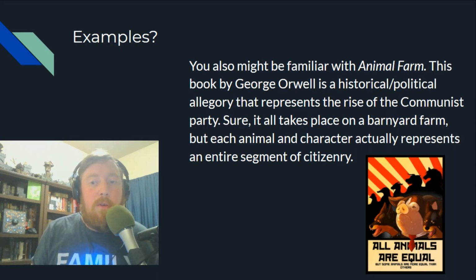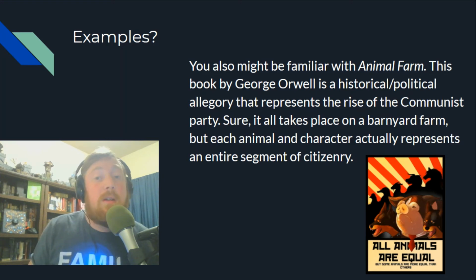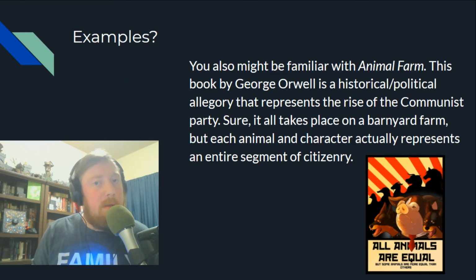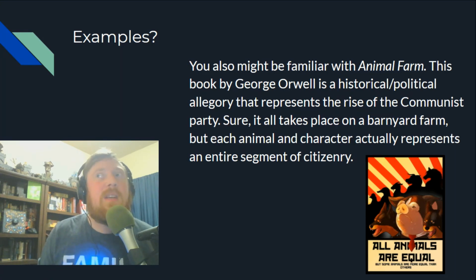For example, you have the pigs who represent the communist leaders. You have the dogs who represent their loyal hounds or the communist police, right? Or the KGB. You also have characters like the donkey, who is wise to all of the things that the pigs are doing, and so he philosophically complains about it, but he doesn't actually do anything.